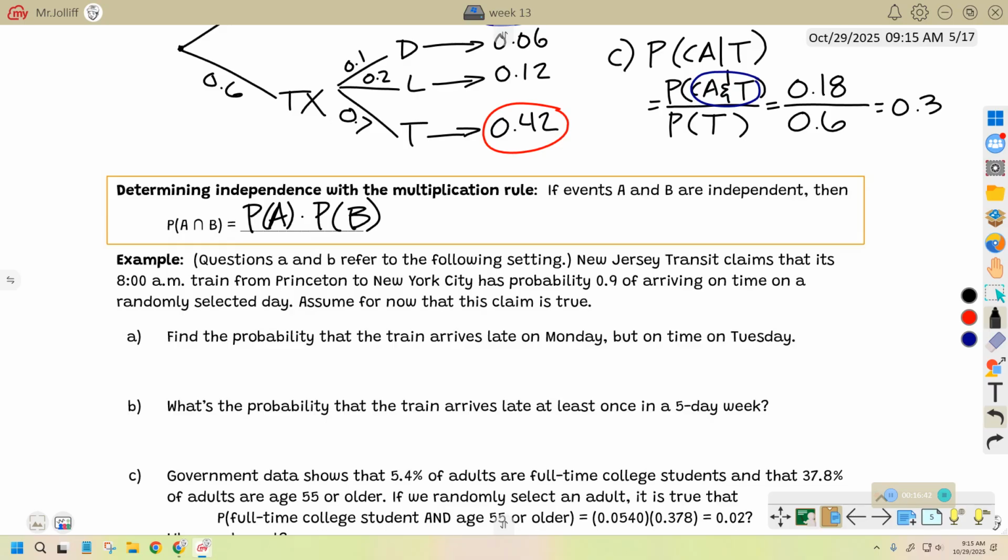We can check that P(A) is equal to its conditional P(A given B), or we can check that P(A and B) is just P(A) times P(B). Yeah?